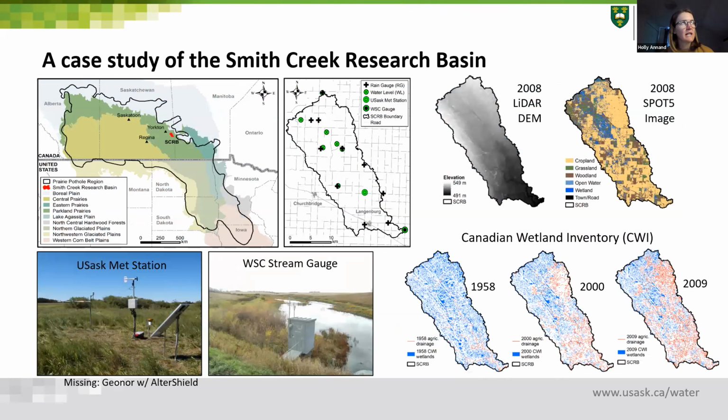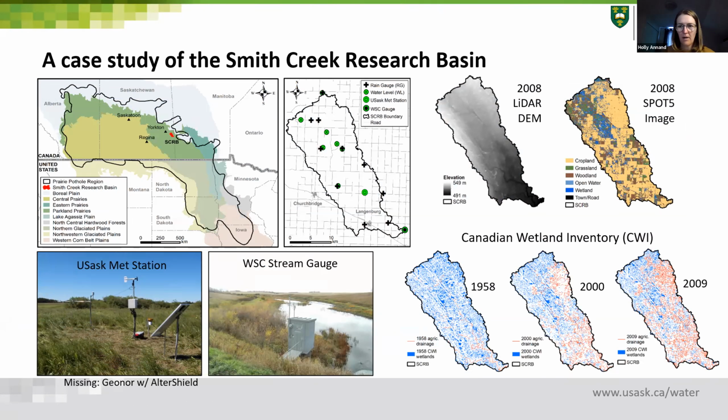So I used a case study of the Smith Creek Research Basin. Some on the call would be familiar with Smith Creek. It's located near Yorkton, Saskatchewan, and it was heavily instrumented by the Centre for Hydrology from 2007 to 2013. It has a Water Survey of Canada gauge, wetland inventory data, as well as LiDAR and crop use data and all that good stuff that helps us build hydrological models.